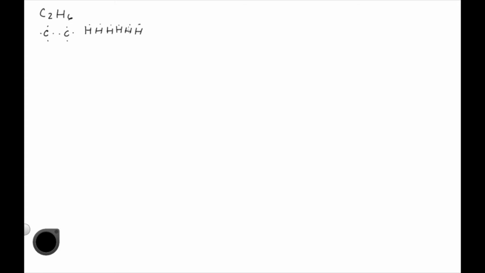Right, each hydrogen has 1 electron. And so if you count up all the electrons, we have a total of 4, 8, and then 6 over here makes 14. So when we do our bookkeeping at the end, we have to account for 14 electrons.